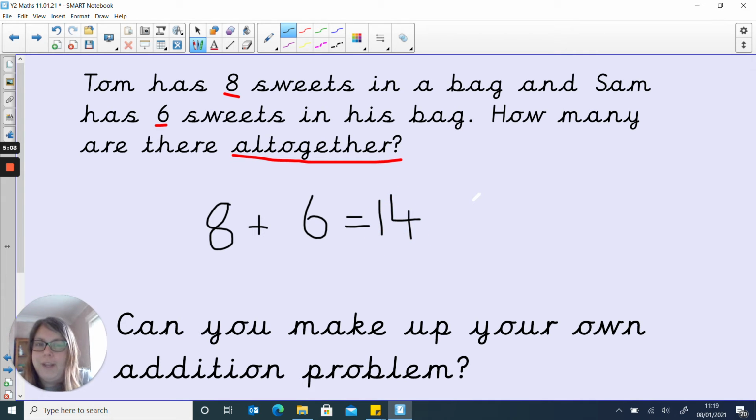Hope you got those okay. It's a little bit different in word problems because there are lots of words that go with it and sometimes confuse us.